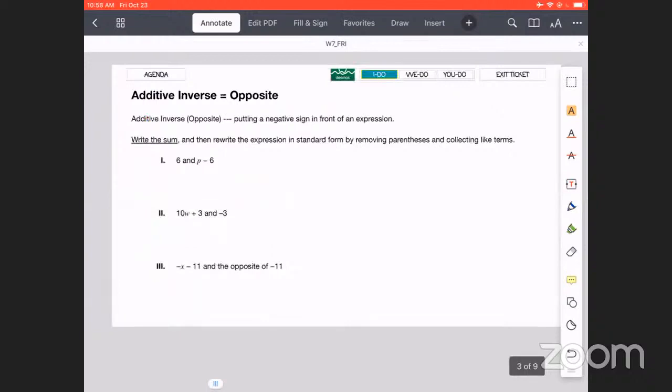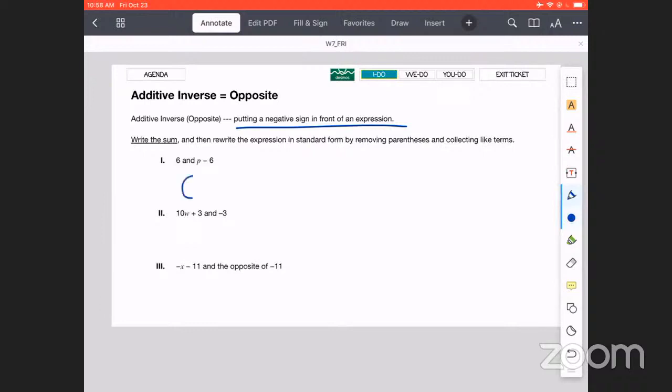Okay, the next slide is about additive inverse. Additive inverse, another name is just the opposite. When we say opposite of something, basically you need to put the negative sign in front of it, right? Here's a definition for that, so you can remember it all the time: putting a negative sign in front of that expression. In this example, it says write the sum, that means addition, of the bottom two expressions. The first thing is 6, and you need to add that 6 with p minus 6.